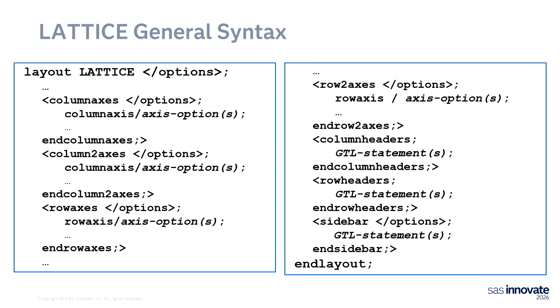The option for each column axis, if the graph area is divided into columns, the options for each row axis if the graph area is divided into rows, and the other options such as column and row headers and sidebars. Note the ellipsis represents the GTL statements. We will be touching on the layout lattice in the last example, but we'll not be going into a lot of details regarding several of these statements. The complexity of lattice can lend itself to a full day of learning.